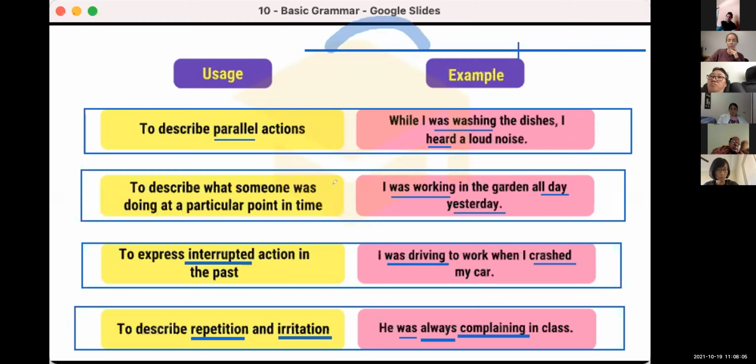To describe what someone was doing at a particular point. Here's today, here's yesterday. I was working in the garden yesterday. If we have parallel actions, it means two things are happening at the same time. While I was washing the dishes, I heard a loud noise. Or something interrupted. I was driving to work when I got in a car accident. I crashed my car. I was driving, I crashed my car. That interrupted action.